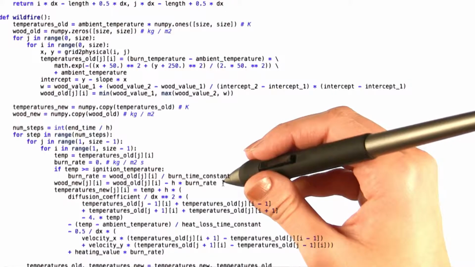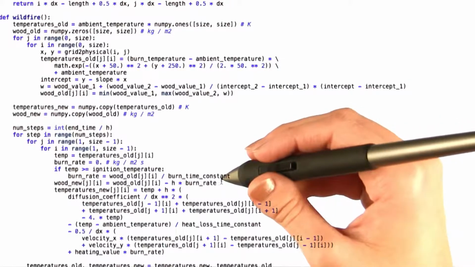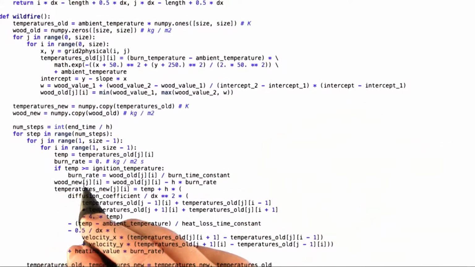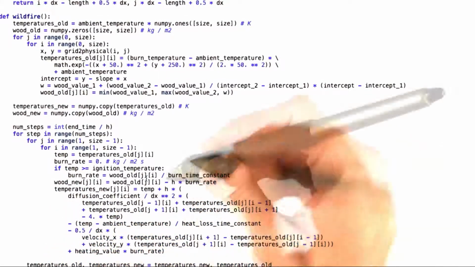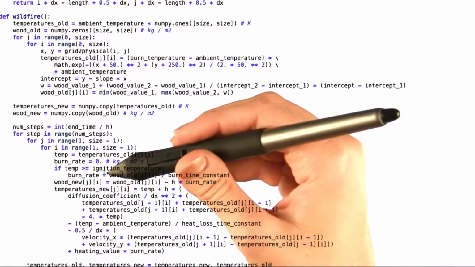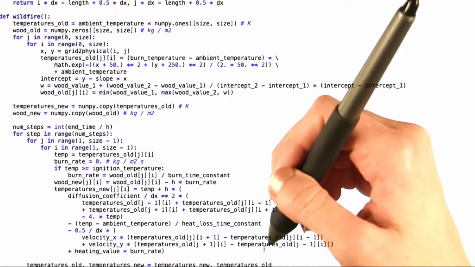Your first task was to fill in the rest of the code of this for loop down here. So the first thing that we changed is the wood density. The new wood density is going to be equal to the old wood density minus the time step times the burn rate. Since remember, the burn rate is really just the time derivative of the wood density. Now for the change in temperature.